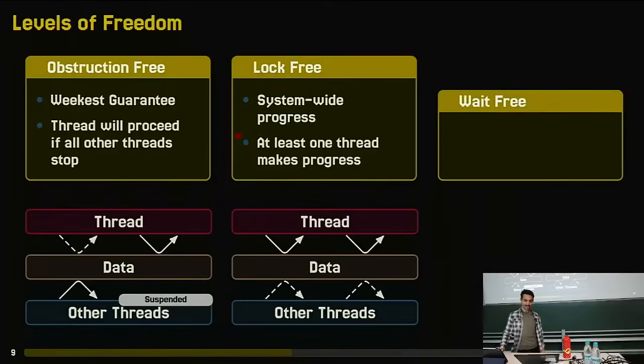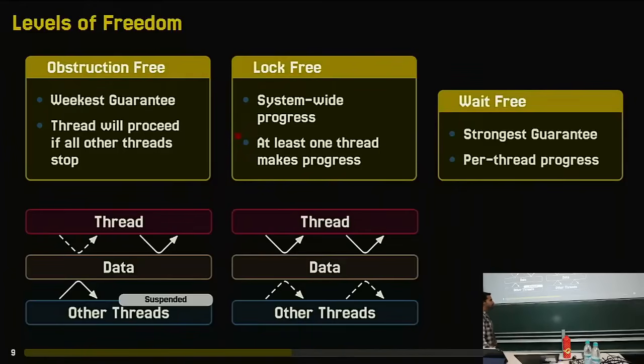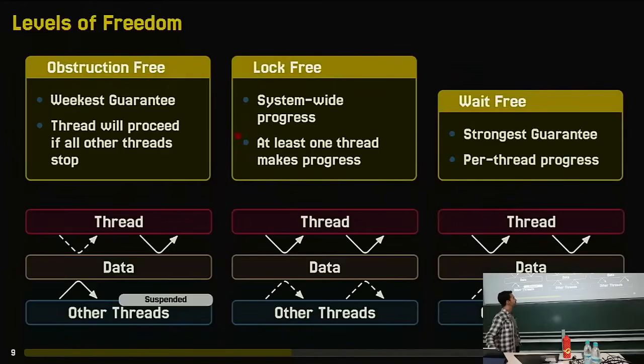So then the last guarantee, which is the biggest, greatest guarantee, is wait freeness. Wait freeness guarantees that in a finite number of steps, every thread is guaranteed to make progress. So this wasn't the case with lock freeness.